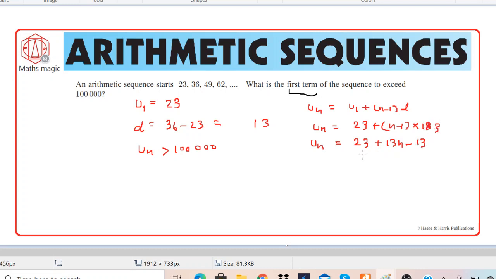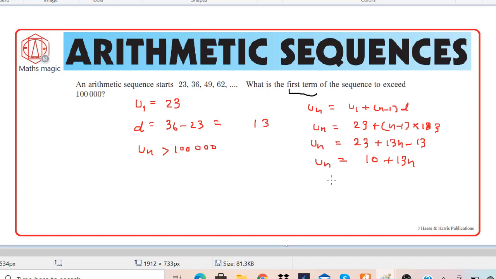23 minus 13 is 10. So it becomes 10 plus 13n. We got un is equal to 10 plus 13n. Now we will try to figure out for which value of n we get exactly 100,000, so that we can check the value for which we will have more than 100,000, the immediate value.